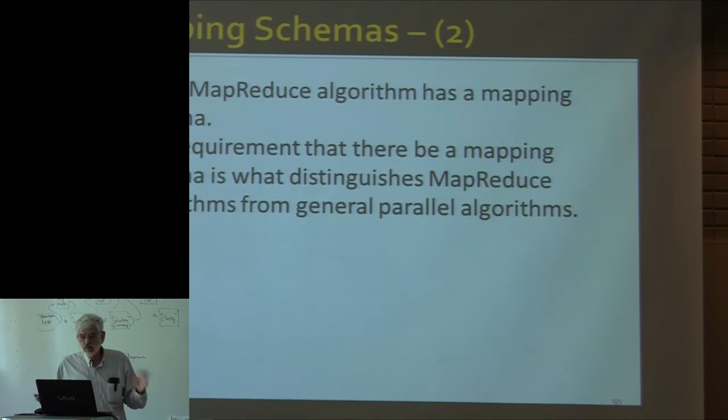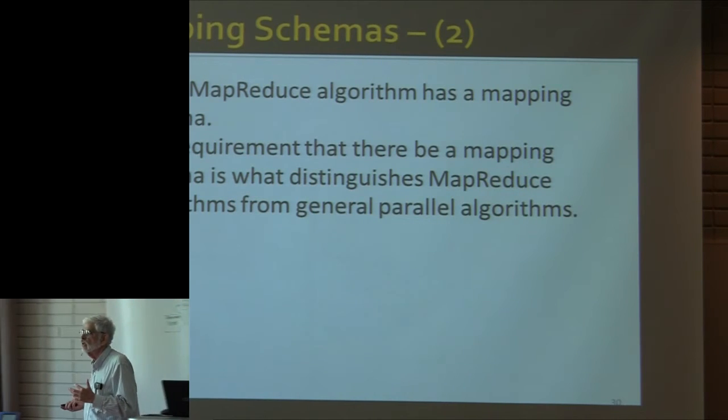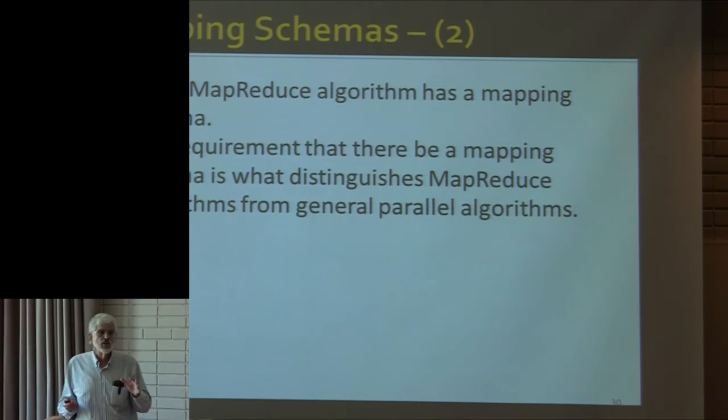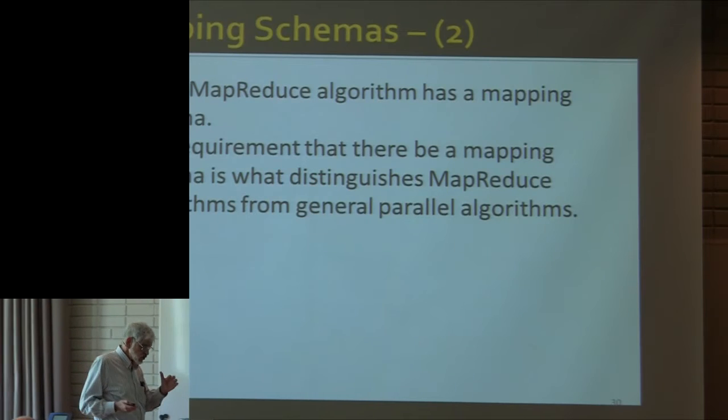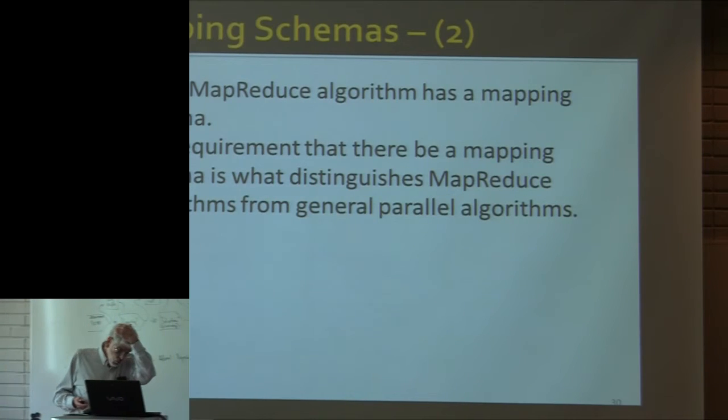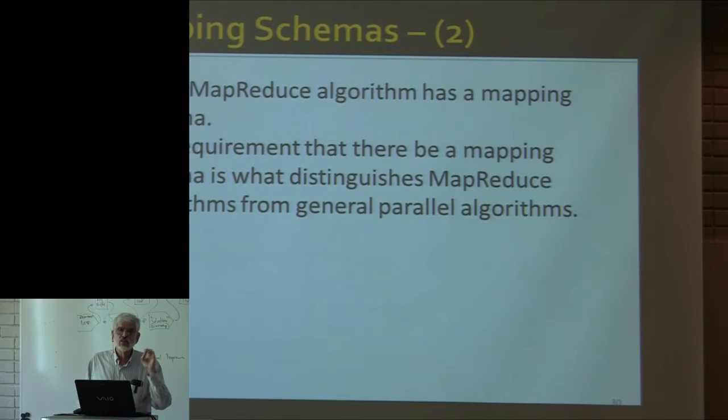So again, my theory is that the existence of a mapping schema for every MapReduce algorithm is the constraint that parallel algorithms in general don't have.